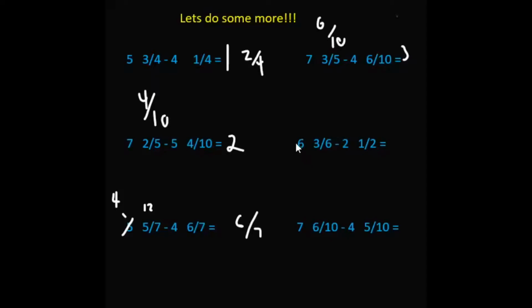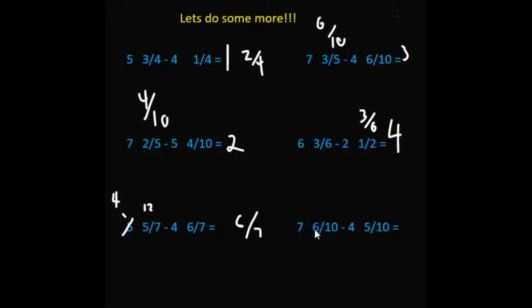And then we have now 6 and 3/6 minus 2 and 1/2. We know that 1/2 is equal to 3/6. And 3/6 minus 3/6 is 0. 6 minus 2 is 4.